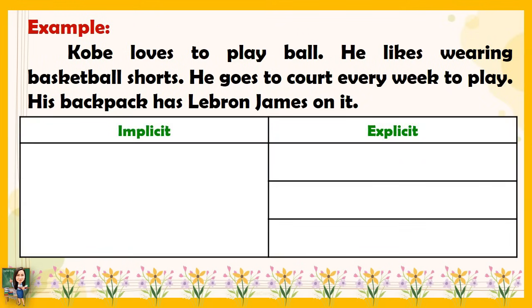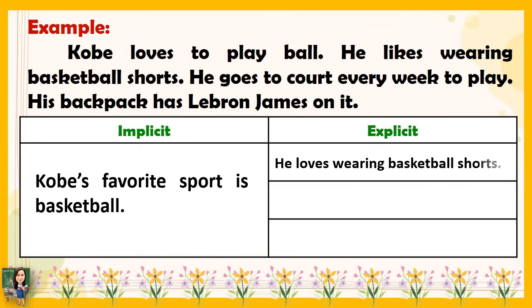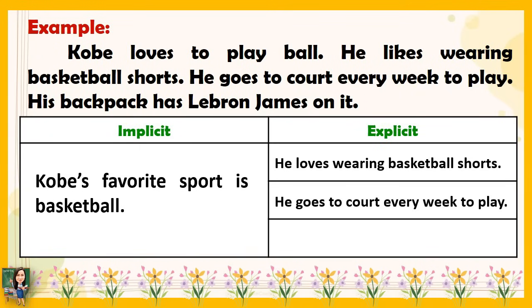And here are the columns for implicit and explicit. The implicit in the statement is that Kobe's favorite sport is basketball. And the explicit in the statement are: he loves wearing basketball shorts. He goes to court every week to play. His backpack has LeBron James on it.